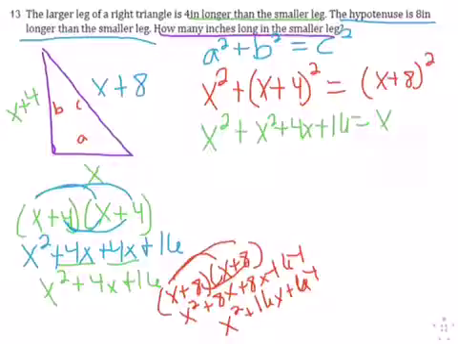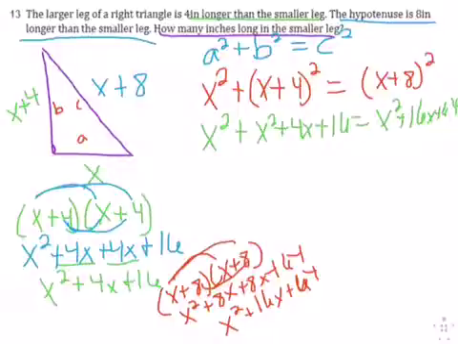x squared plus 16x plus 64. Alright, so now we need to continue to simplify because we need to find x so we can see how many inches this long is a smaller leg.